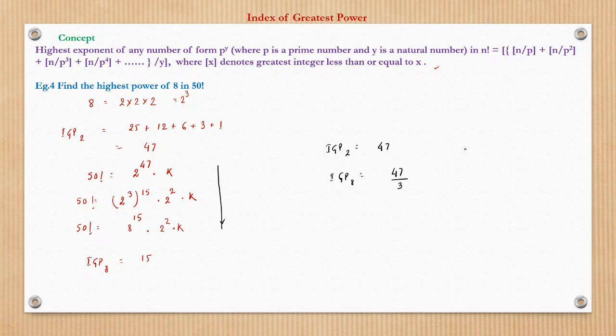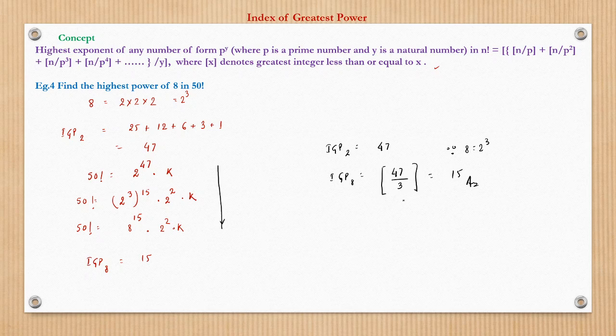Why? Because 8 is nothing but 2 cube, so IGP of 8 will be 47 by 3, the greatest integer function, which is nothing but 15. 15 is the answer, right? So this is very straightforward.